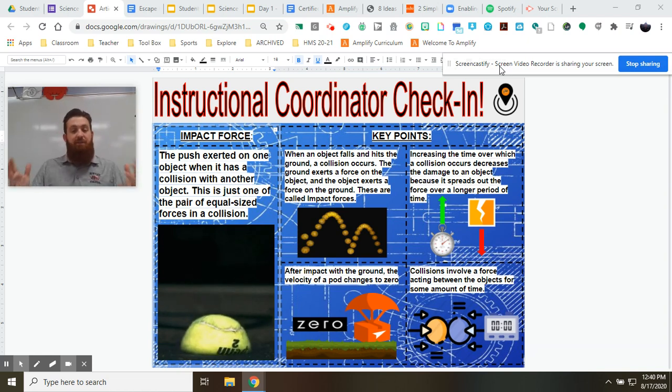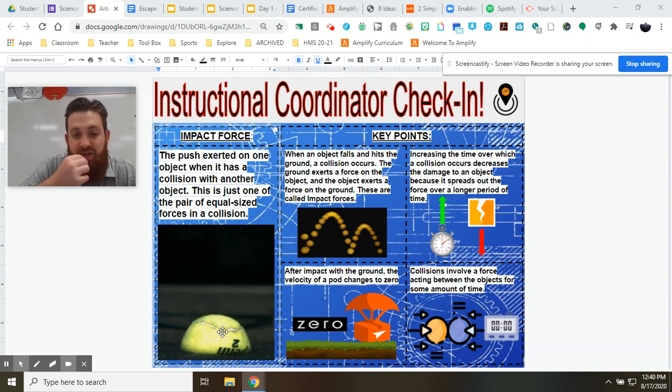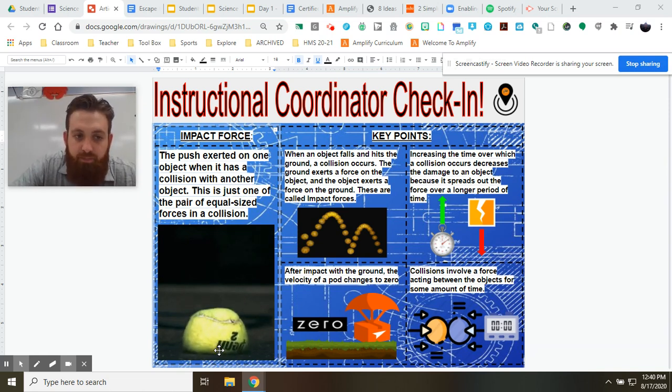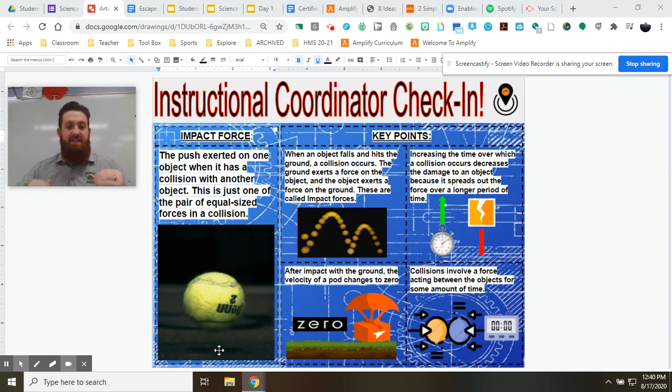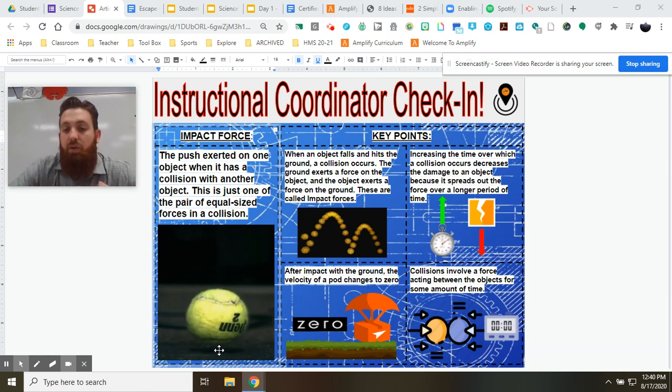So if we're applying this definition to the tennis ball here, you'll notice the tennis ball, as it drops, collides with the ground. So in this case, there's going to be a push exerted on the ground from the tennis ball, creating that collision. And there's this equal-sized force from the tennis ball and the earth coming together to create that collision. So hopefully that tennis ball gives us an idea of what an impact force is. Now, within the article, there are a lot of key points that hopefully are going to help guide the creation of your drop pod design.